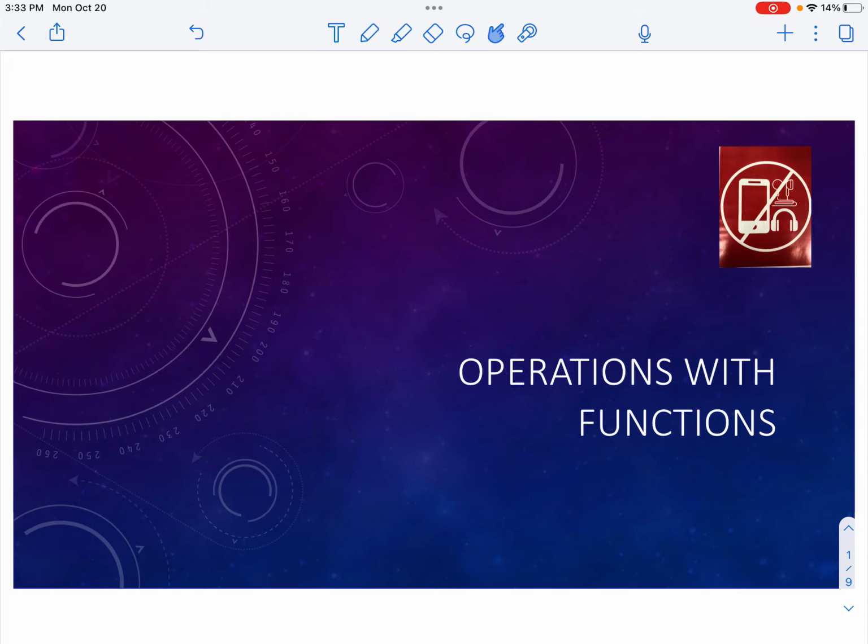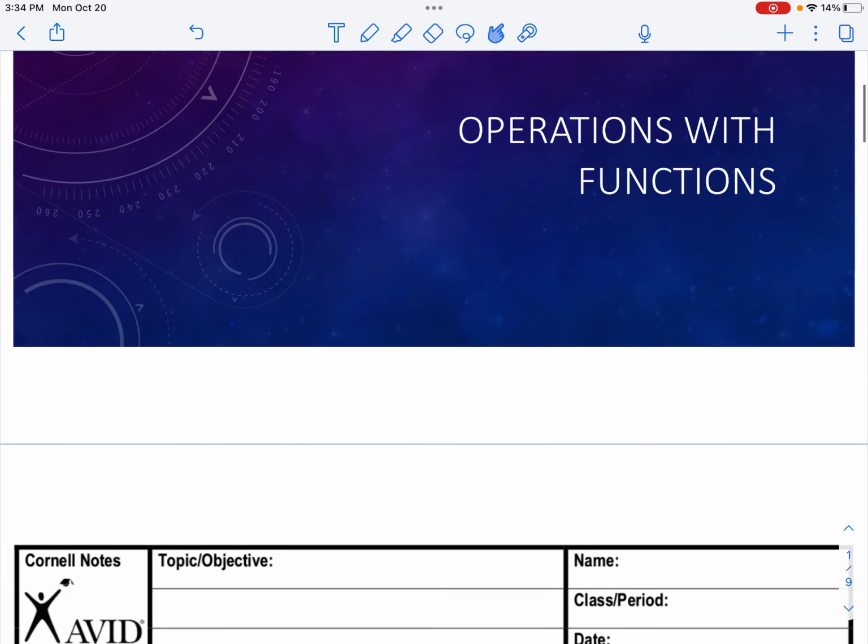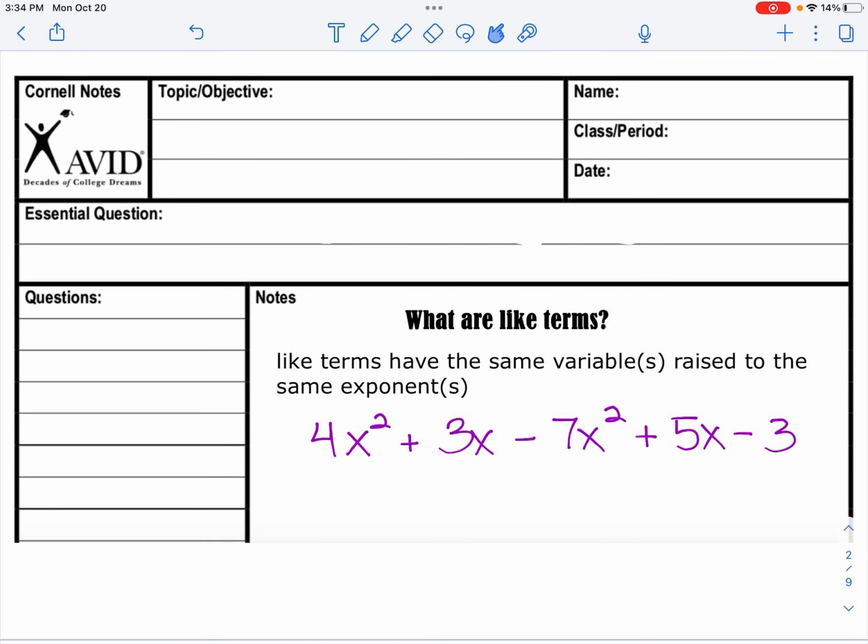Okay, this lesson is on operations with functions. Our essential question today is how do we add, subtract, and multiply functions? Just as a quick reminder, let's talk about what like terms are. Like terms have the same variable or variables raised to the same exponent or exponents.